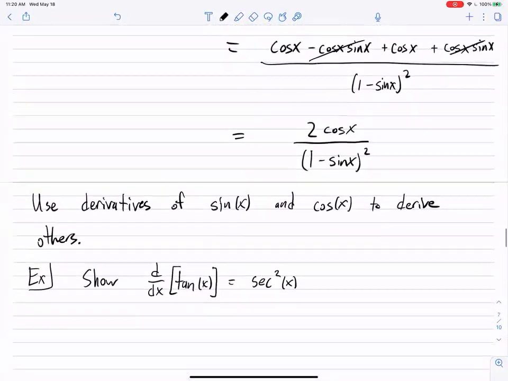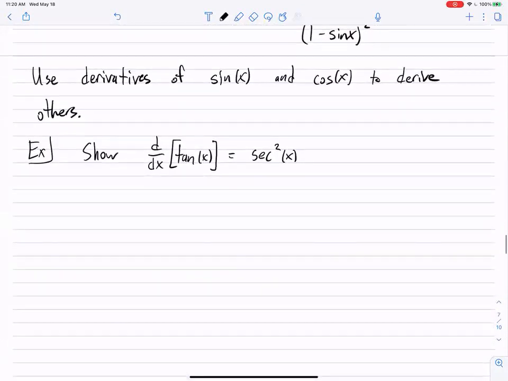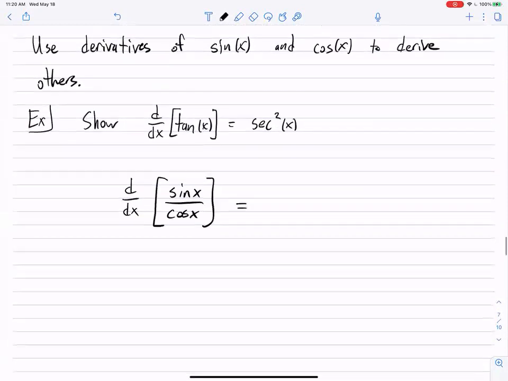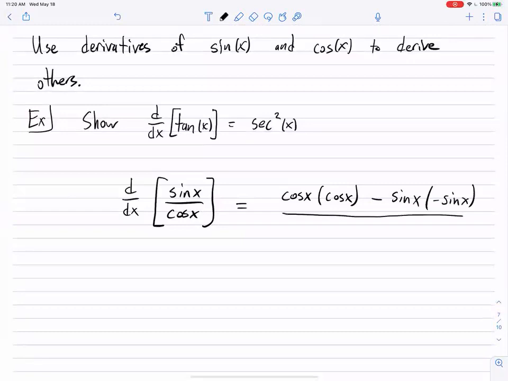And now we can use the derivative of sine and cosine to derive others. So for instance, let's show that the derivative of tangent of x is secant squared x. The way we're going to do that is we're going to take the derivative d dx of tangent of x, but tangent of x is sine of x over cosine of x, right? Tangent is their ratio. And so by the quotient rule, it's low d high, so cosine of x times the derivative of sine of x, which is cosine x, minus high sine of x d low, which is negative sine of x, all over low squared, cosine squared x.